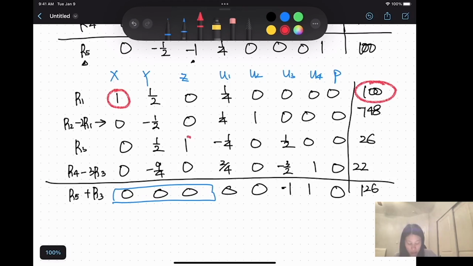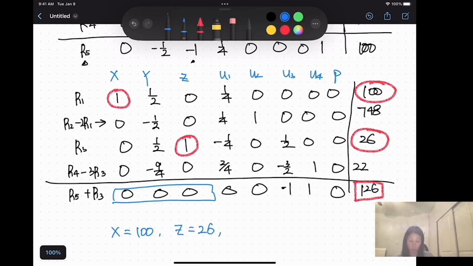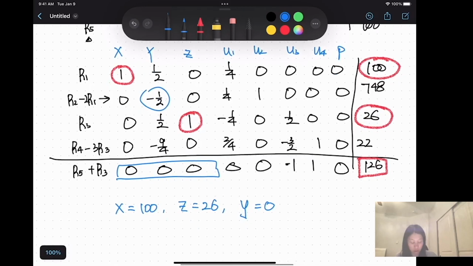And now the next one will be Z equals 1. So that means Z is going to equal 26. And our P, the final, would be 126. So that means when X equals 100 and Z equals 26, since it didn't say anything about Y, it cannot be negative 1/2. So it has to be 1. So that means Y is equal to 0. And then we will reach the maximum quantity of sandwich, which is P equals 126.